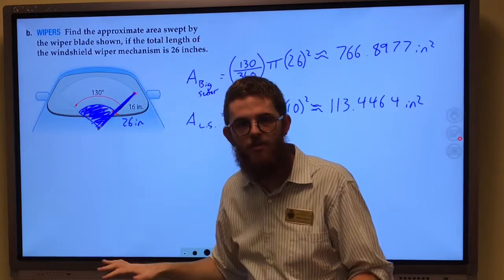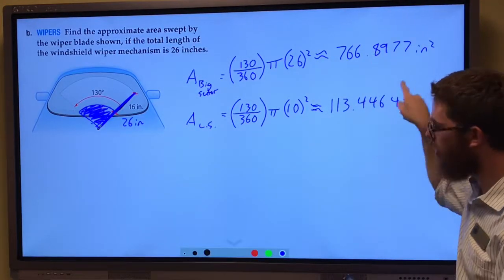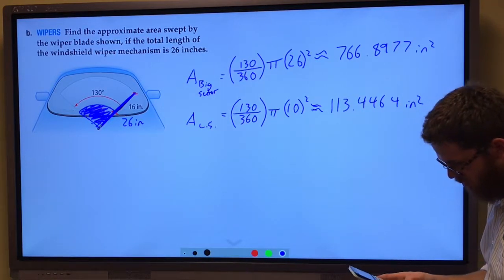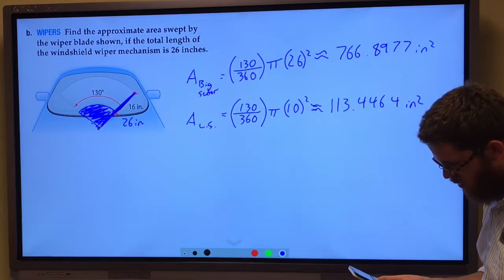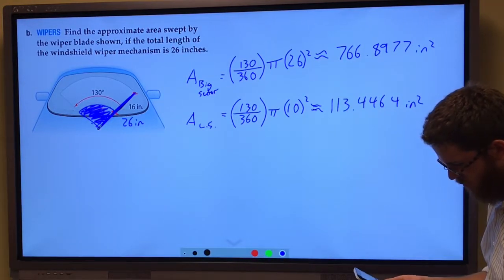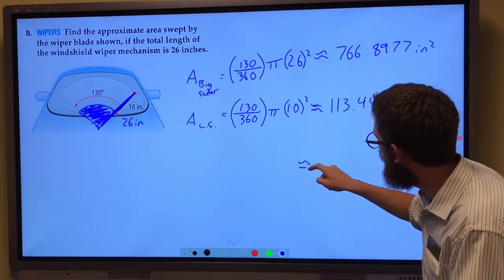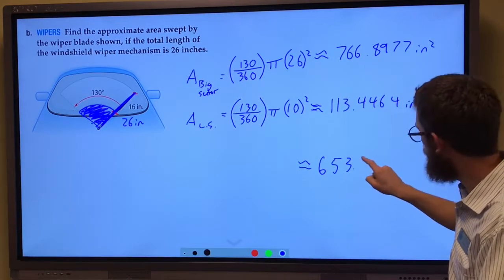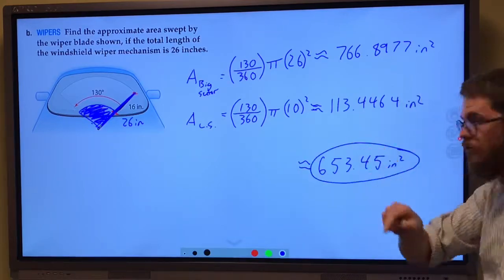So we have the area of this big sector, and we know there's the smaller area that we aren't really even wiping. So I need to subtract away the smaller area. The large sector minus the small piece, the difference there, would be about 653.45 square inches.